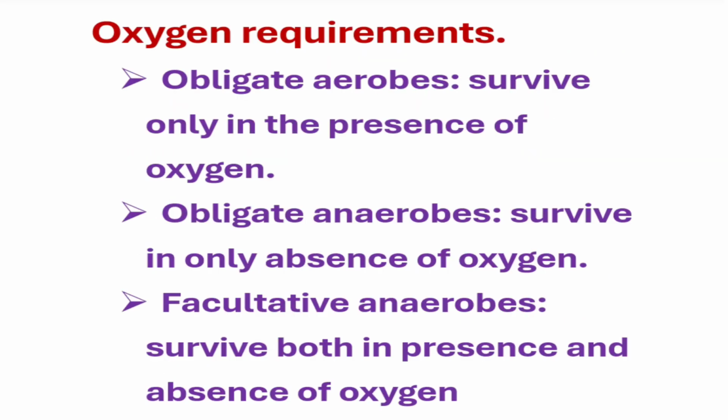Oxygen requirements. Prokaryotes also have diverse needs regarding oxygen for respiration. They are divided into three groups. One, obligate aerobes, which survive only in the presence of oxygen and carry out aerobic respiration. Two, obligate anaerobes, which survive only in the absence of oxygen and carry out anaerobic respiration. Three, facultative anaerobes, which use both anaerobic and aerobic respiration and therefore survive in both the presence and absence of oxygen.